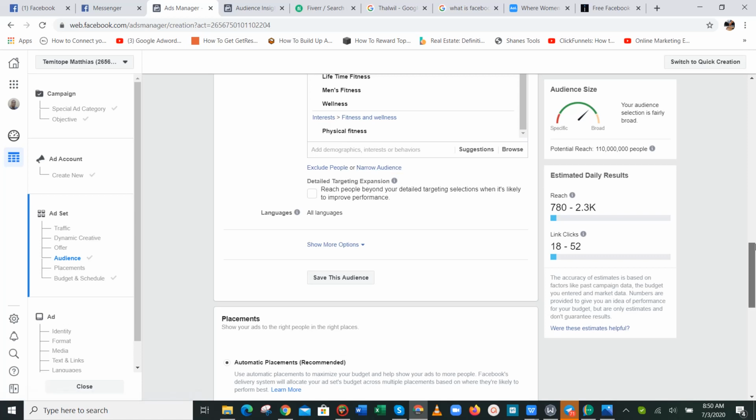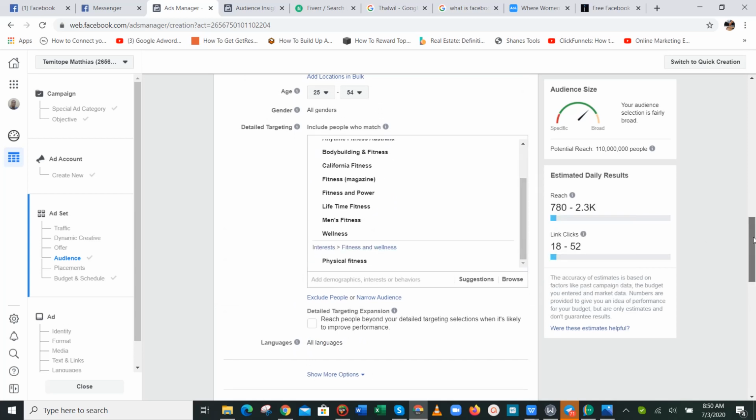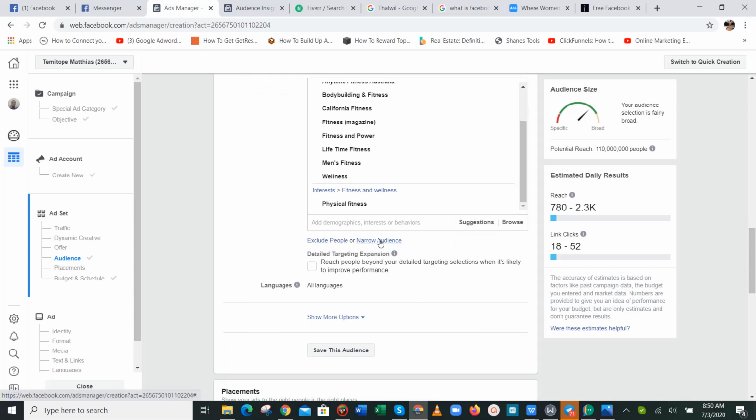I'm telling you, this is the place where we set up the ads. This is the main place. That's why we are on it. You can see we have spent a lot of time here. So now, the next thing I want to choose is to narrow the audience down.